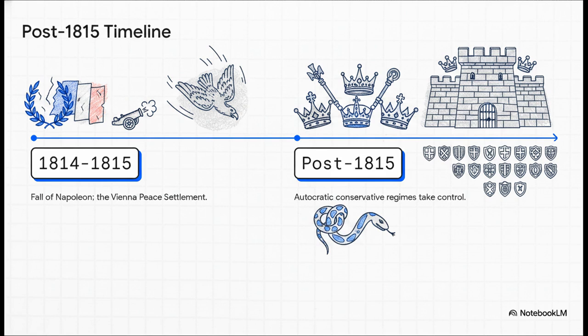In 1815, Napoleon gets decisively defeated at Waterloo. Almost immediately, the victorious European powers scramble to meet at the Congress of Vienna. Their main goal? Basically to hit the undo button on the Napoleonic Wars and slap the old aristocratic order right back into control, setting up these fiercely autocratic, conservative regimes all over the continent.